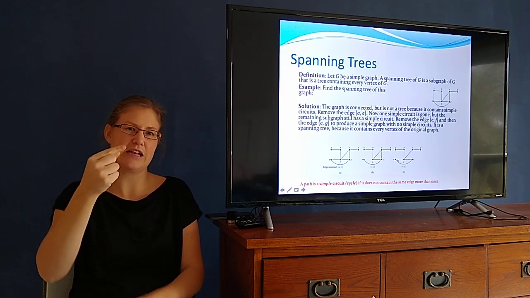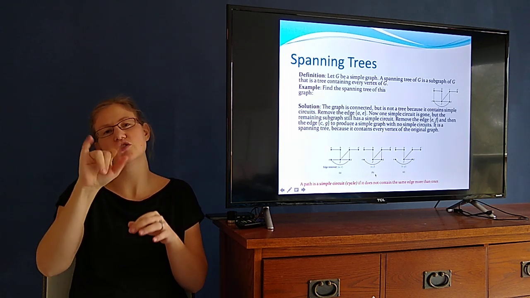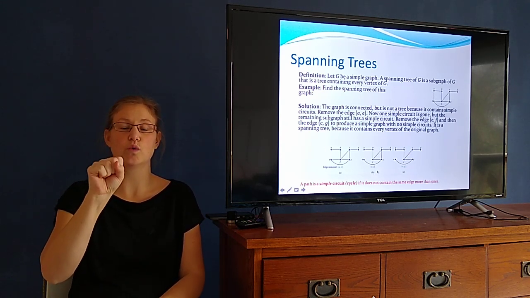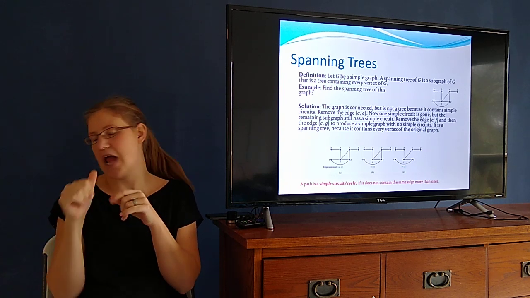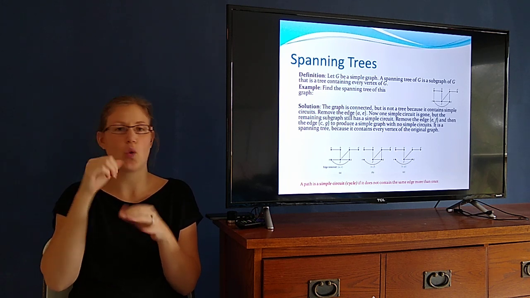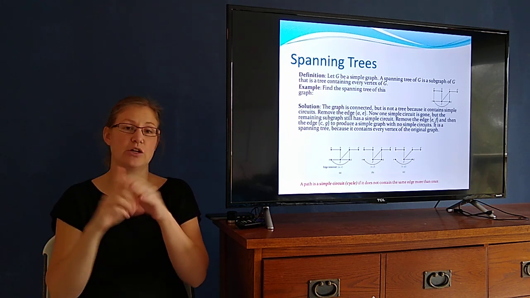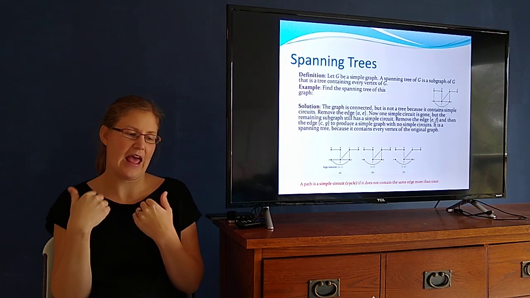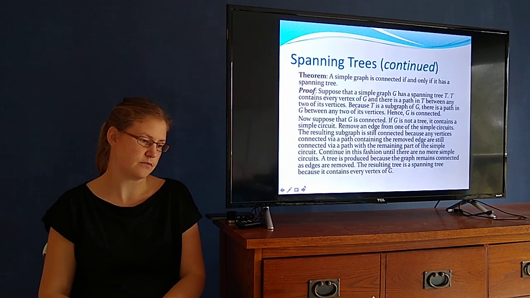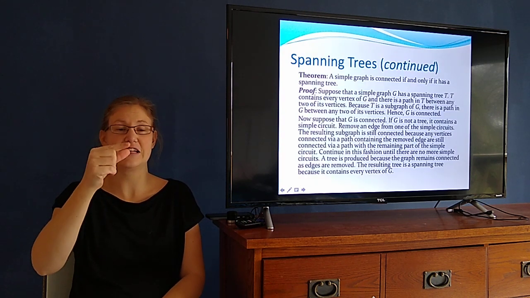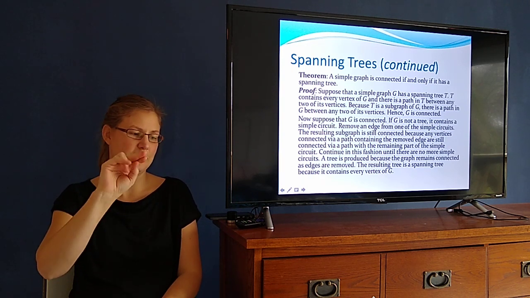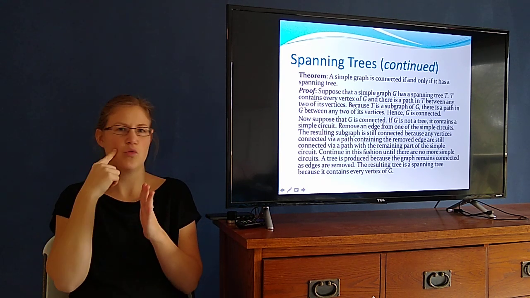Just remember that a simple circuit is a path that has the same node at the beginning and at the end, but doesn't contain the same edge more than once, or repeated vertices, in other words. Spanning trees: a simple graph is connected if and only if it has a spanning tree. We don't need to go over the proof again in this chapter.